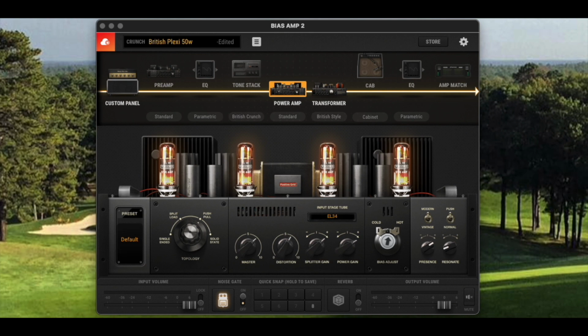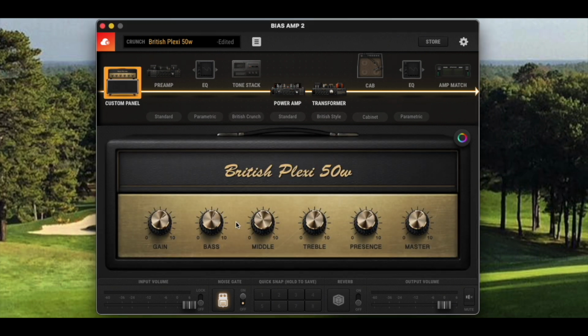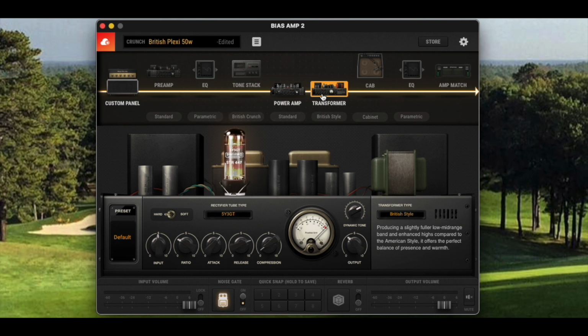All right, so what we're going to do first is I want to take a look at the amp we modeled this after. Now this is Bias Amp 2, and basically what I did here is this is a 50 watt Plexi, and I took everything out of the signal path. So there's no preamp, there's no EQ, there's no tone stack, there's no cab, there's no post EQ, and there's no amp match block. So everything in here is just a power amp and the transformer block, and that's it. So just the power amp components.